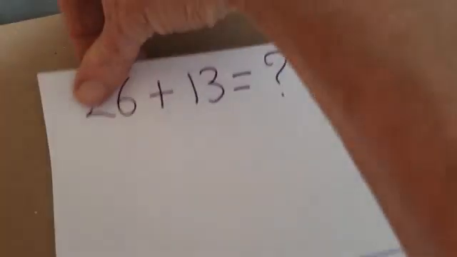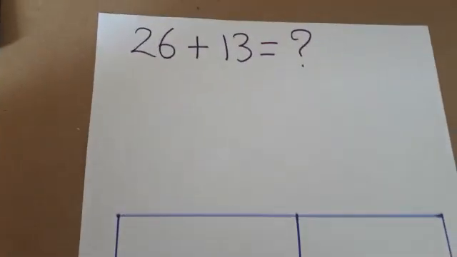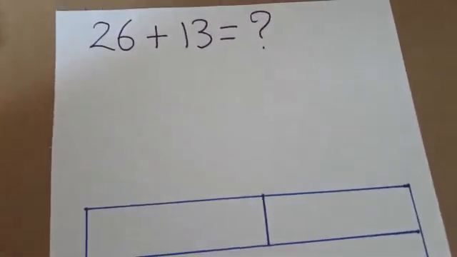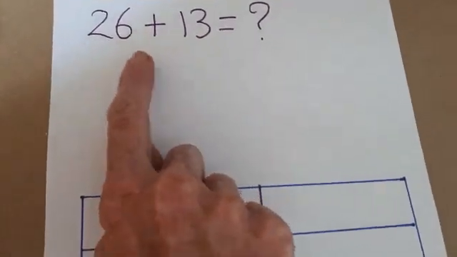Right. I have got the sum 26 plus 13. The way I would do this is by partitioning my 2 numbers.